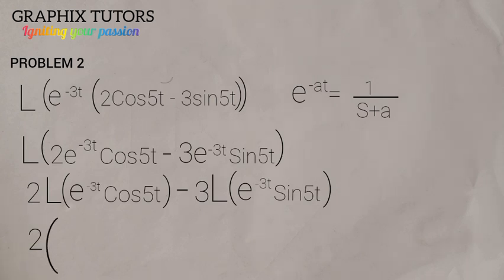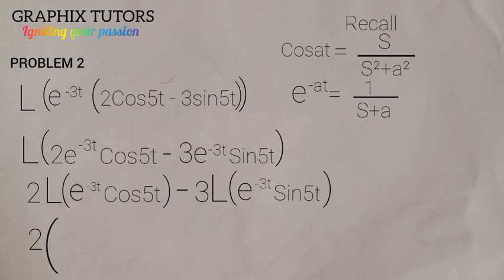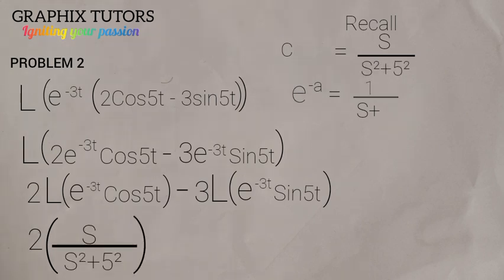I'm focusing more on what is in front of the e to the power of minus 3t, and what is that? Cos 5t, right? Now recall, when you have cos at, it will give us s all over s squared plus a squared. But now our a is represented by 5. So my cos 5t, wherever I see a, I'll put 5, will now be s all over s squared plus 5 squared. I'm going to write it here, right?